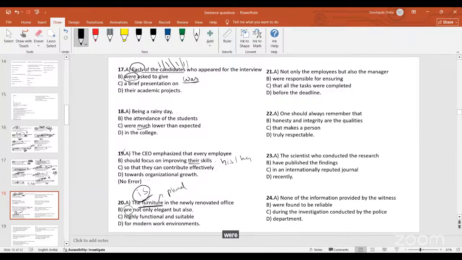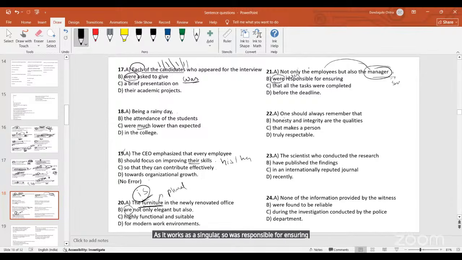Not only the employees but also the manager were responsible for ensuring that all the tasks were completed before the deadline. Option B, sir, was responsible. Yes, was. Here in one case, it is just one person, so we can't include a plural. Here manager is given separately, so it works as a singular. So was responsible for ensuring.